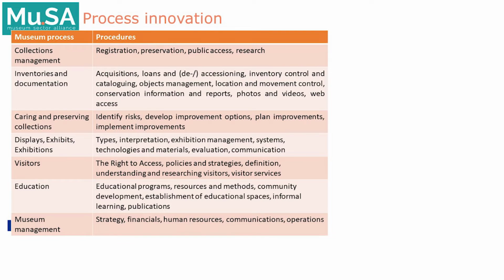Caring and preserving collections is separated into four main steps: identify risks, develop improvement options, plan improvements to reduce risks based on the options produced, and implement improvements. Concerning the presentation of resources to the visitors and interested stakeholders, we have the types of exhibitions, for example, permanent, temporary, core, complementary, short-term, medium-term, long-term, traveling exhibitions, joint exhibitions, and other.